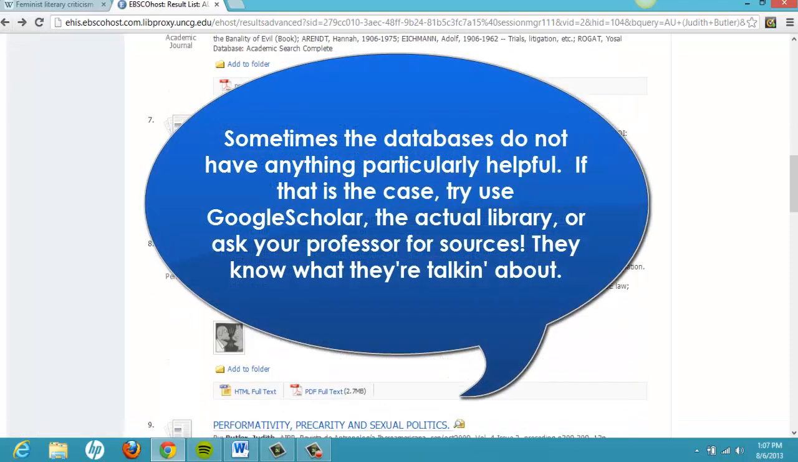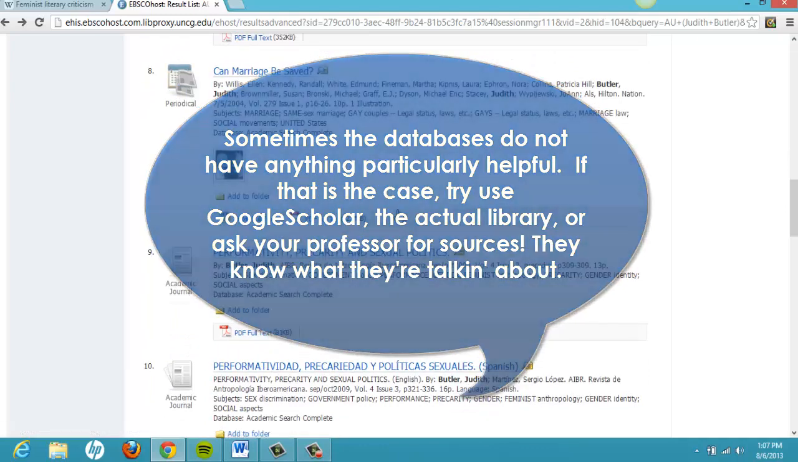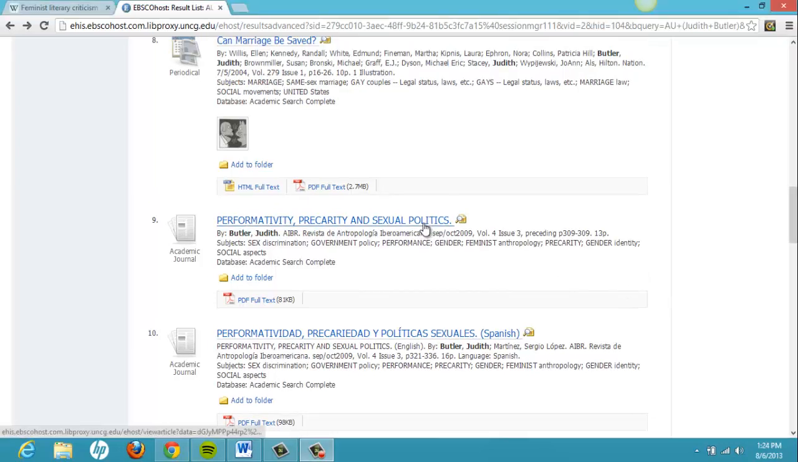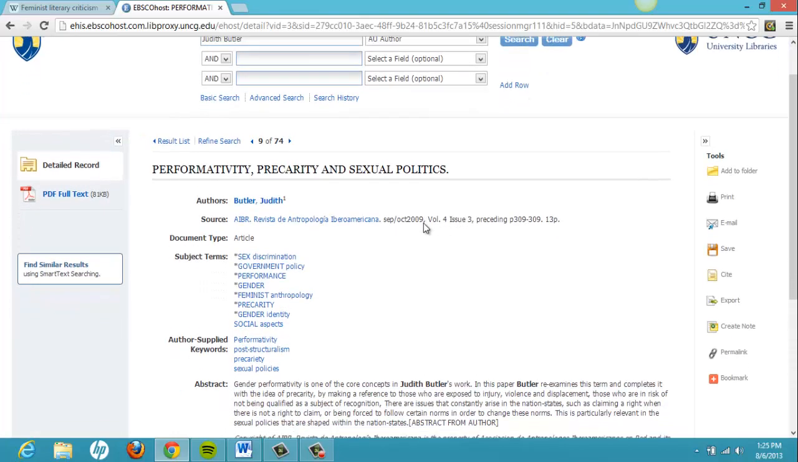Can marriage be saved? Also not quite usable. Oh, look. This one seems interesting. Performativity, precarity, and sexual politics. Well, I kind of have a general idea of what performativity is. It's when a male performs a certain way and a female performs a certain way due to socialization. I'm going to actually read this article and highlight the quotes that remind me of the men and women in Speak. So I'm going to click on the article and skim through it.